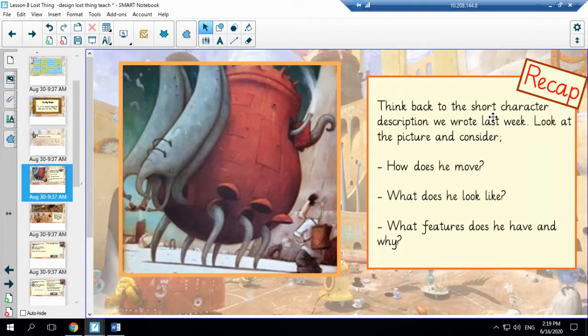So last week we did a few short character descriptions, one about feeling and one about the features of the lost thing. So look at the picture and consider these questions. How does he move? What does he look like? What features does he have and why? So I'm going to give you a minute to think about those, and when you're ready to move on, press play. So keep all of those ideas in your head, because we'll be using them as we progress through the lesson.